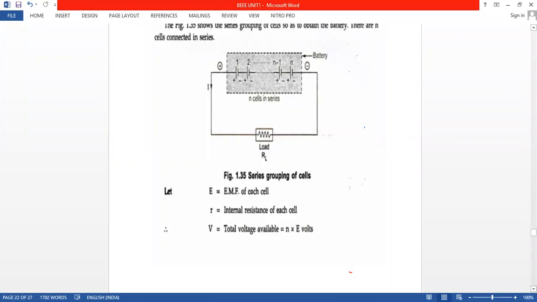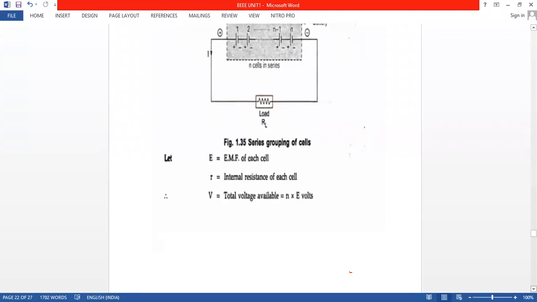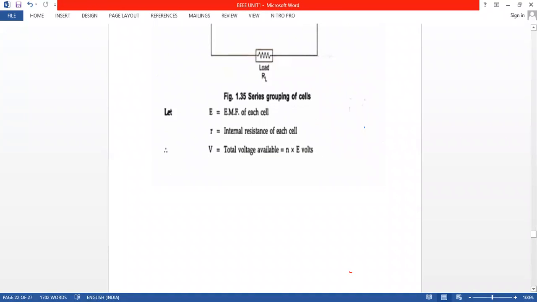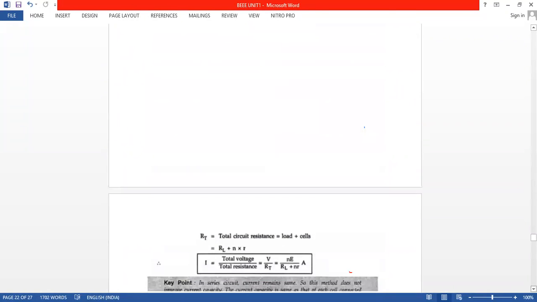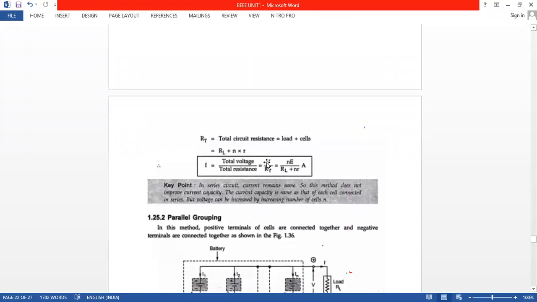Now, the resistance of each cell is the internal resistance. As we are using n number of cells, the total cells give how much voltage? N into E. The voltage of the total cells is N into E. So what is the formula for the current? Anyone tell me. V is equal to I into R is the voltage. Current I is equal to V by R. Yes or no, all of you? So total current is equal to V by R.